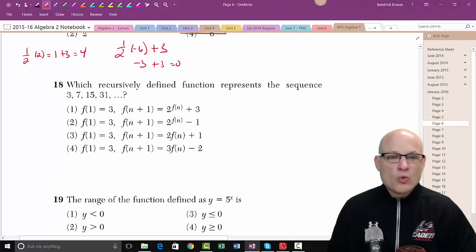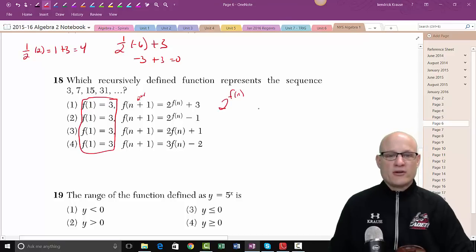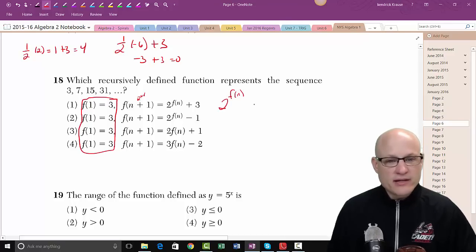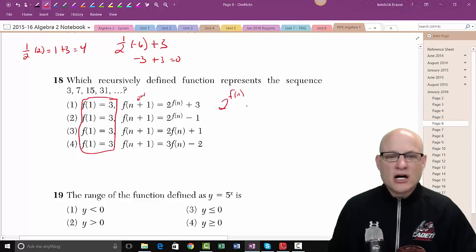All right, kids. Which recursive function represents the sequence below? So these are all the same, so these are not going to help us out. It's saying the second term, n plus 1, just means the second or the third or the fourth term is equal to the one before. I think what they're writing there is 2 to the f of n. Boy, that was an awful written test. I hope it didn't look like that on the day of the test. That is not good. Plus 3.